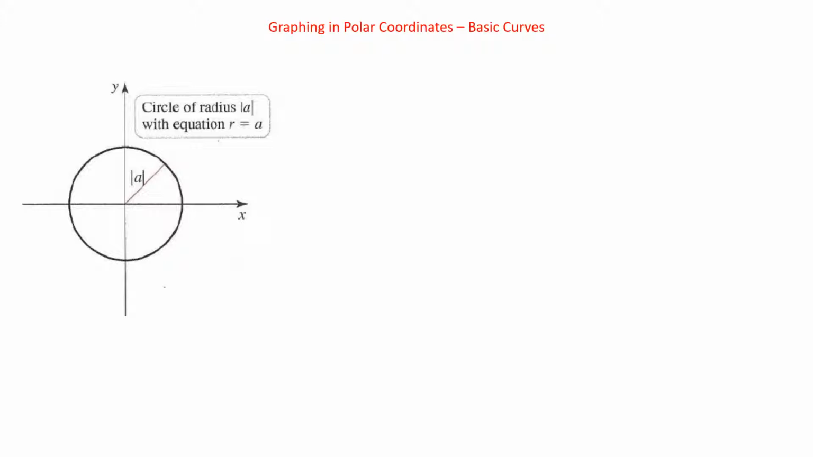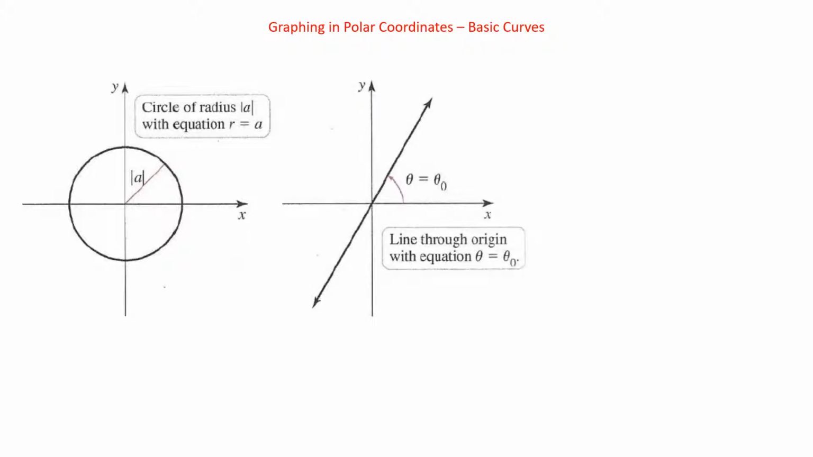What if we go the other direction, which would normally get us a vertical line? Theta equals something. So we have an angle, but the radius doesn't matter. Well, the angle just gives us a direction, and so theta equals something gives us a line through the origin at that angle.